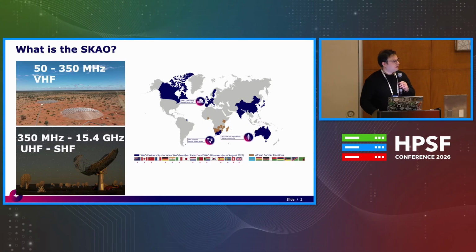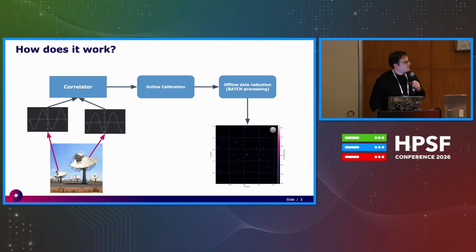So we are the Square Kilometre Array. What it is: two telescopes. One low frequency, 50 to 350 megahertz, and another one with higher frequency, 350 megahertz to 15.4 gigahertz. But we are also an intergovernmental organization that is spread around the world. Many countries are contributing to it. And it's not just a telescope, but it's also something more I will tell you later.